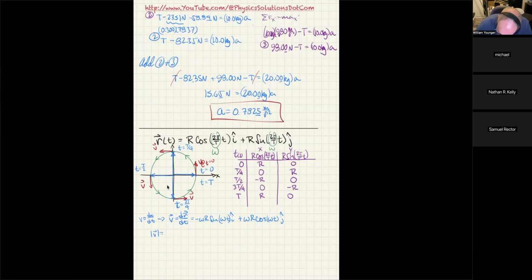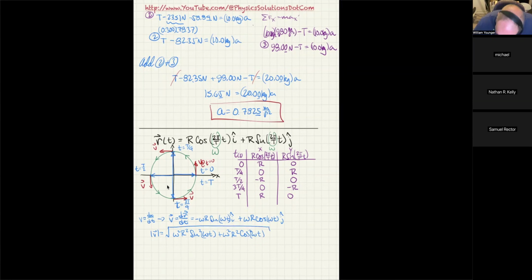And we can go further and calculate the magnitude of the velocity. The magnitude of the velocity, remember the Pythagorean theorem is all we need here. So this is going to be the square root of omega squared r squared sine squared omega t plus omega squared r squared cosine squared omega t.